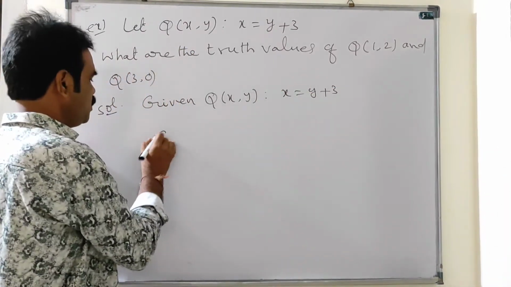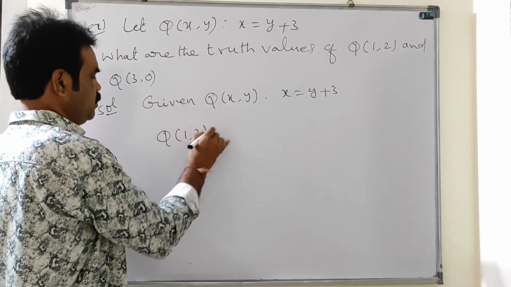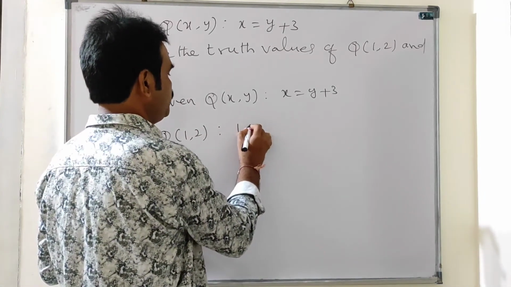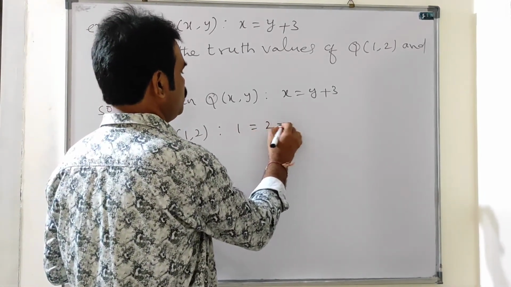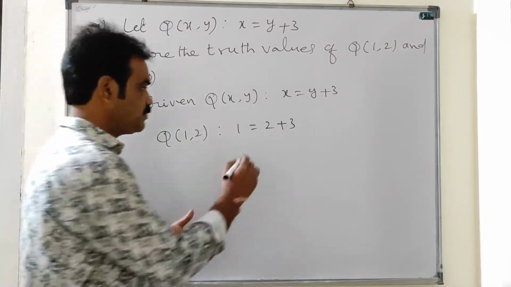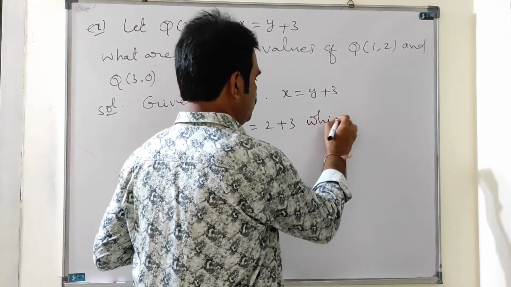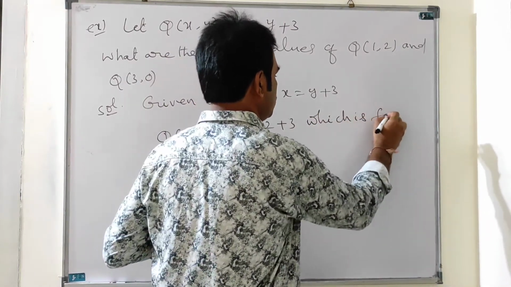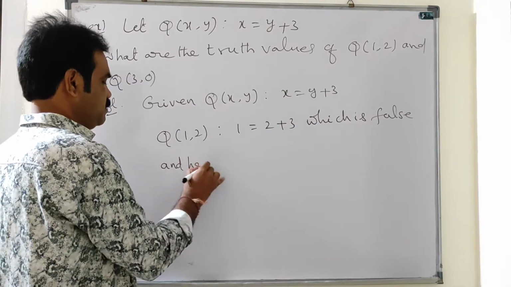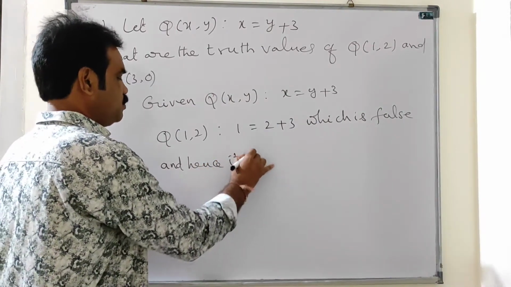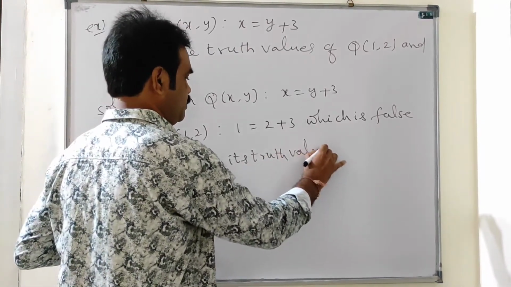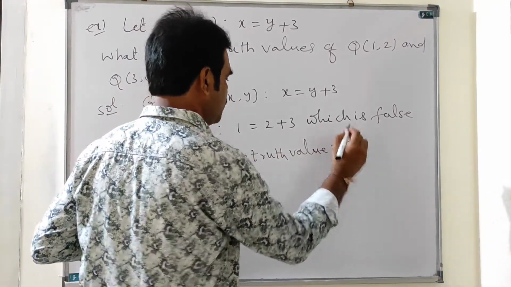Now what is Q of 1, 2? Q of 1, 2, that is the statement 1 equal to 2 plus 3. This is false. And hence its truth value is F.